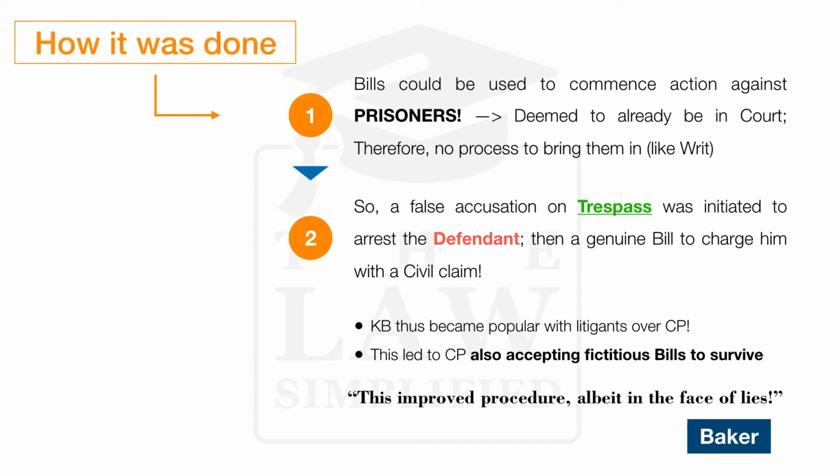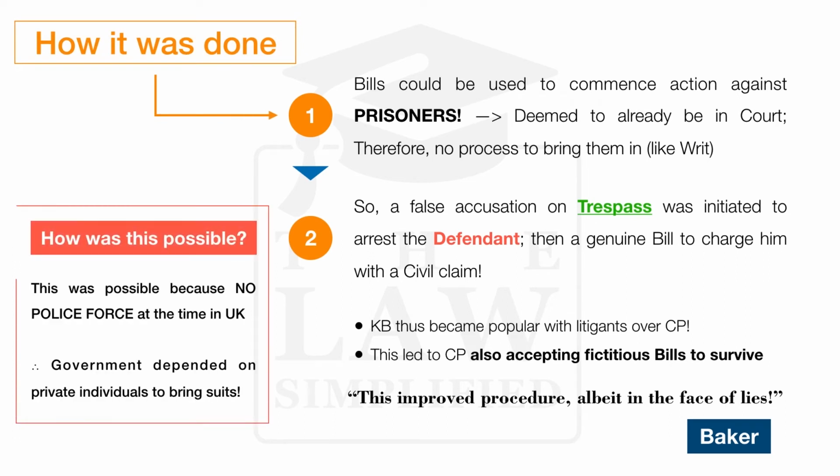Firstly, what happened was that the bills that we are discussing in this lesson, these bills could be used to commence action against prisoners, anyone who is in custody. So the reason why this was possible was, unlike a writ where you had to summon and a person had to be brought before court, if someone was a prisoner, he or she was deemed to be already in court. Therefore, no process to bring them in was necessary, like that of a writ.